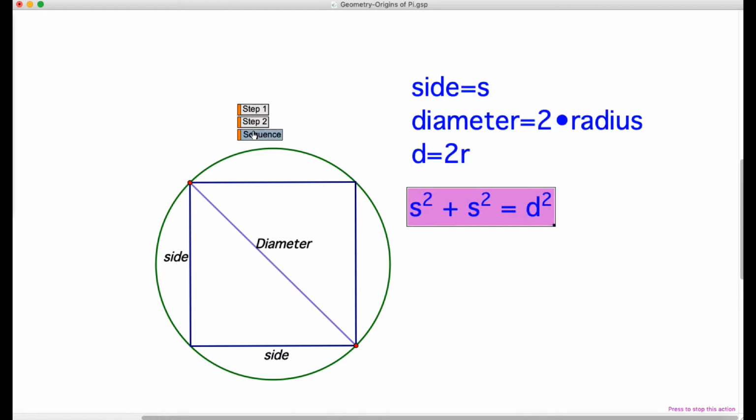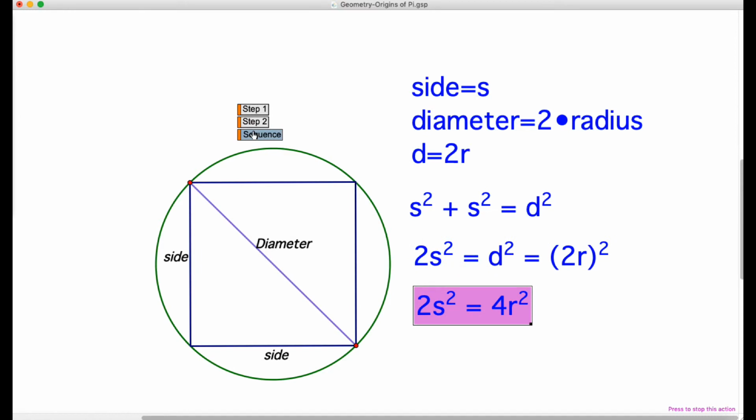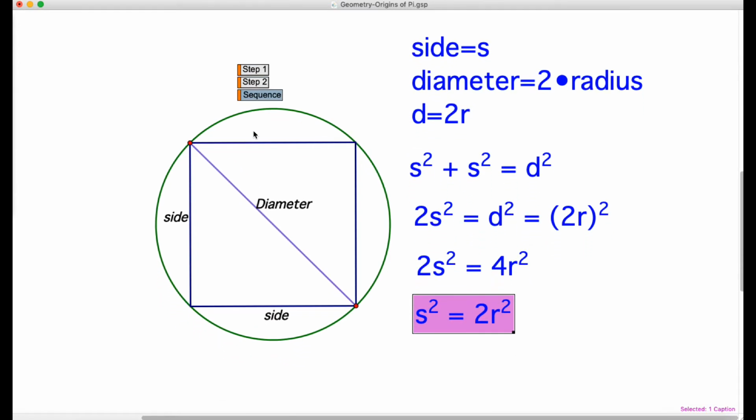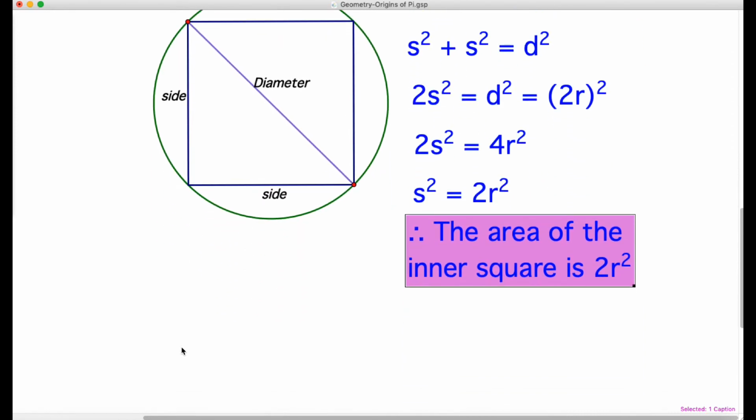Knowing this, I can start by applying the Pythagorean theorem, which is going to say that the side squared plus the side squared is equal to the hypotenuse squared. I also know that D is equal to 2R, so I can substitute and find out that 2S squared equals 4R squared, or S squared equals 2R squared. Therefore, the area of the inner square is 2R squared. So I know one piece of the puzzle. I know the area of the inner square in terms of the radius of the circle.